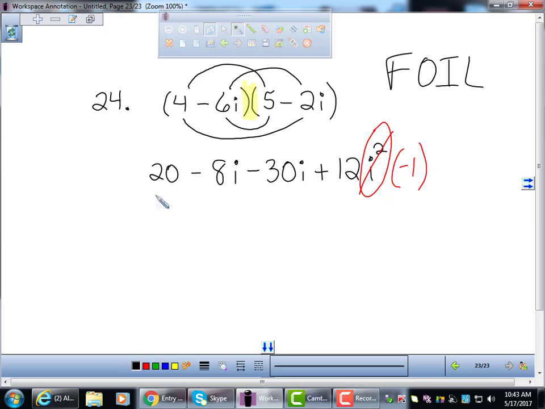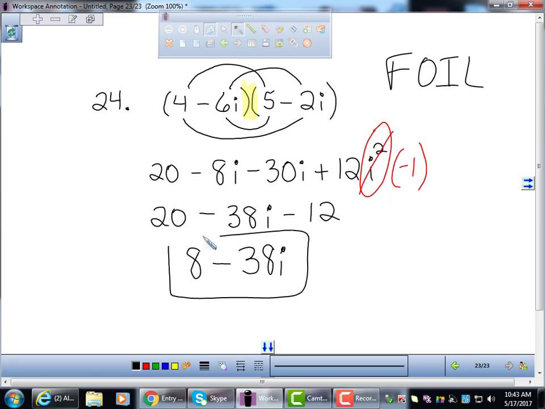So this is really 20. A negative 8i and a negative 30i is a negative 38i. The 12 times the negative 1 is now a minus 12. 20 take away 12 is 8. And there we go. Done.